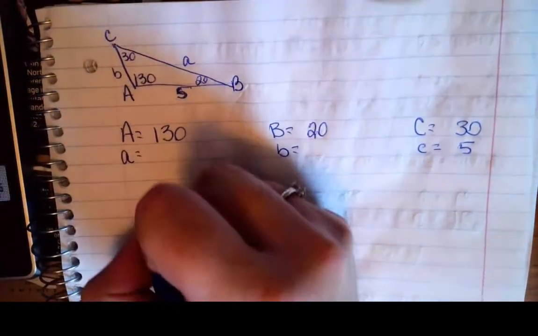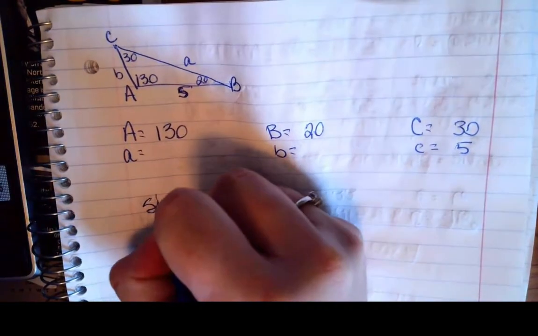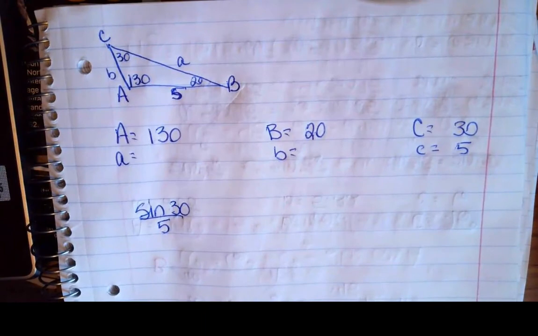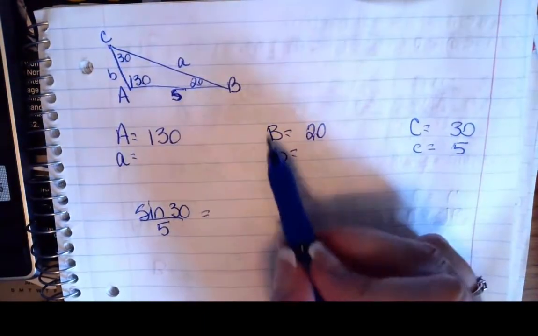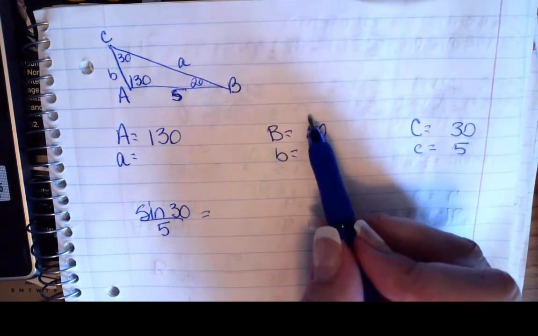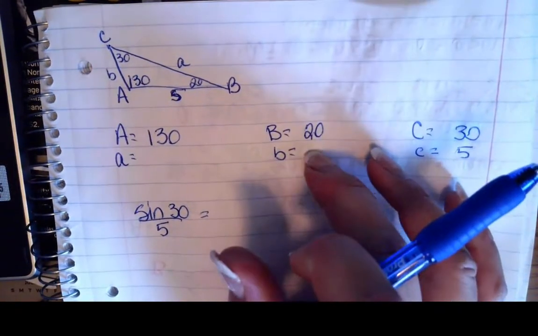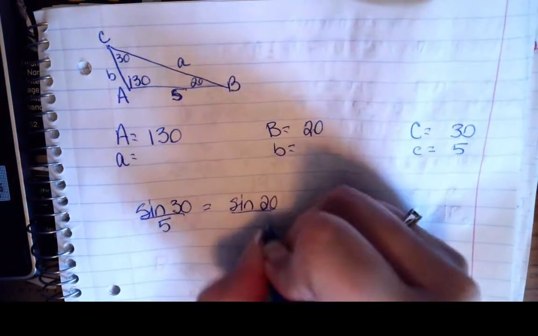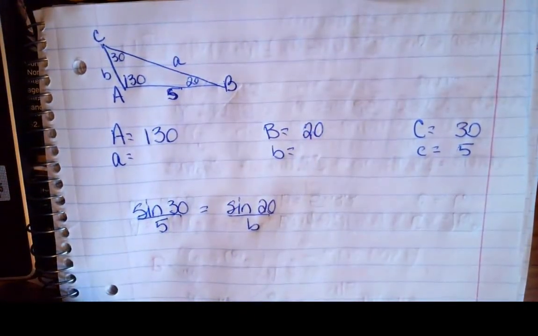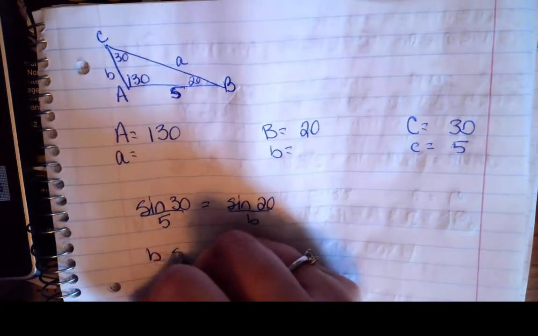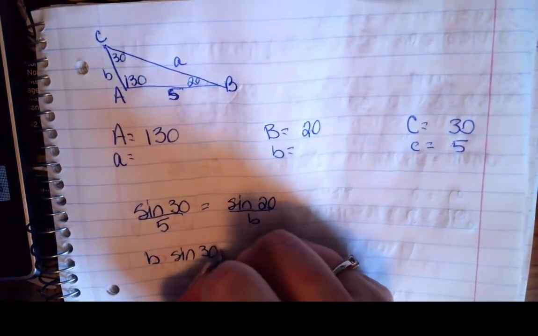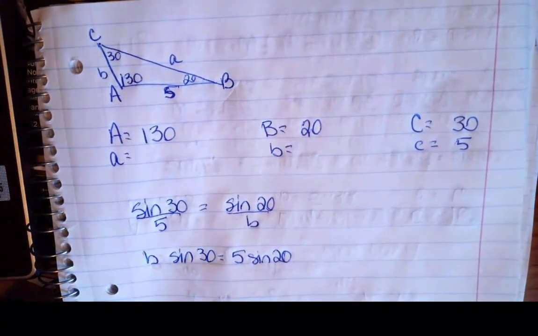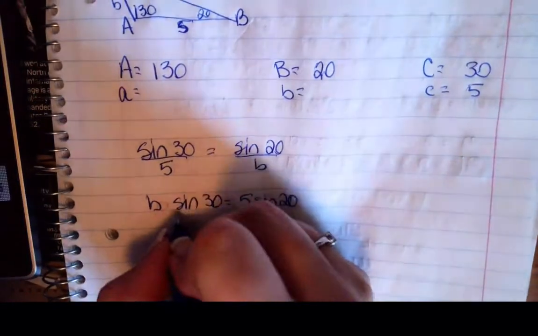So the law of sines says, take your completed ratio, the sine of the angle over its corresponding side, equals, and then I just naturally drift towards the smaller representation, whether it's a smaller angle or a smaller side. So I'll have the sine of 20 over little b. And now I can cross multiply. So b times the sine of 30 equals 5 times the sine of 20. Divide both sides by sine 30.